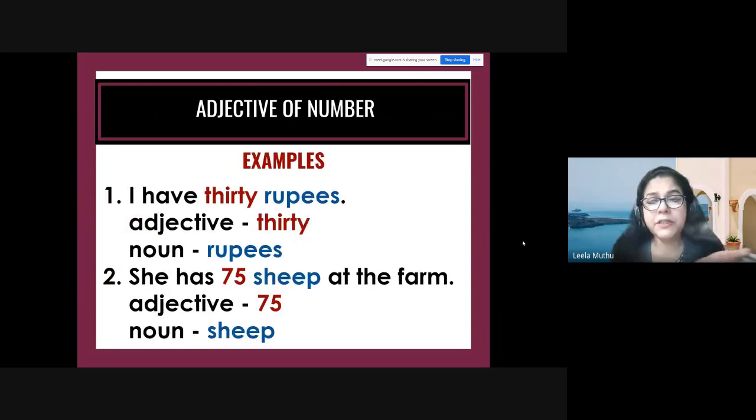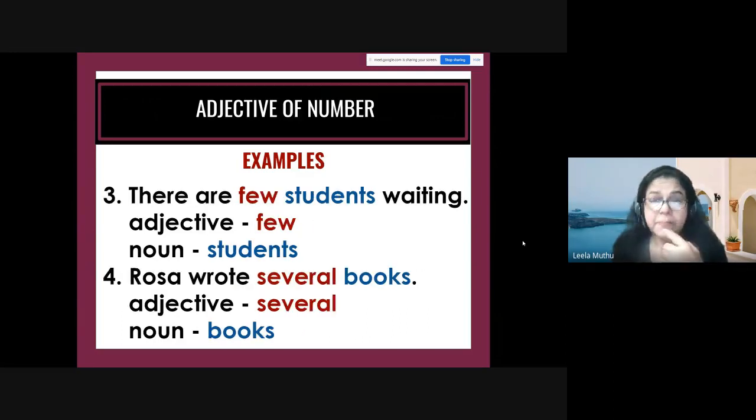So, for example, I have 30 rupees. How many rupees do you have? Rupees is the noun, and 30 tells you how many rupees you have. So, she has 75 sheep. Sheep is the noun. 75 is the cardinal number, which tells you how many sheep you have. It comes before the noun. So, adjective of number.